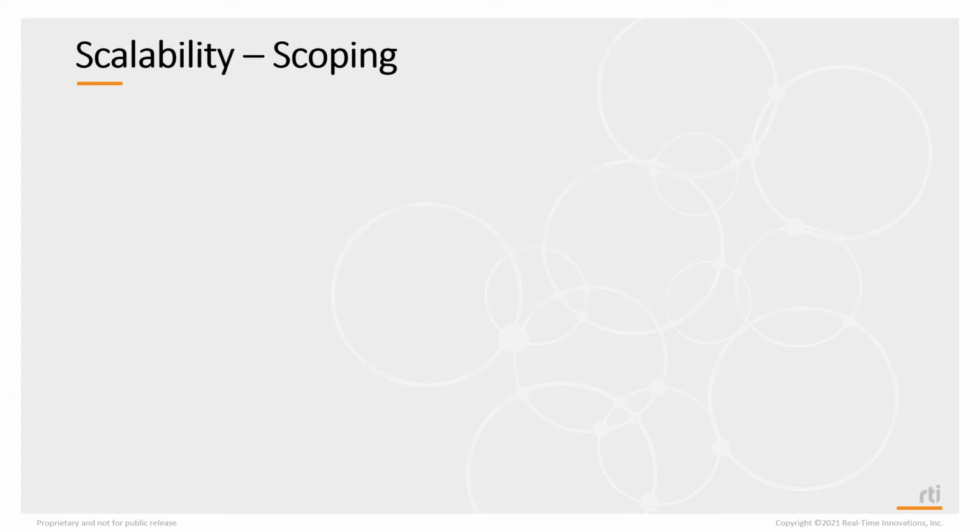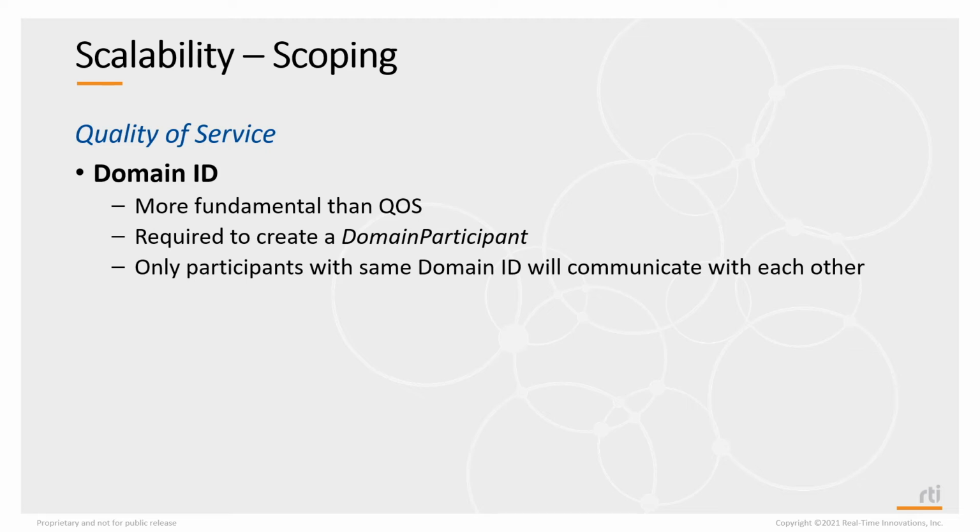So let's take a look at some features in DDS that allow you to control scoping as well as scalability. The first is not actually a quality of service. It's a little bit more fundamental than that. It is an integer that you use when you create a domain participant. Domain participants are created with a domain ID. There's only one domain ID per domain participant, and domain participants only talk to other domain participants that use the same ID value. So you can think of it as a room number.